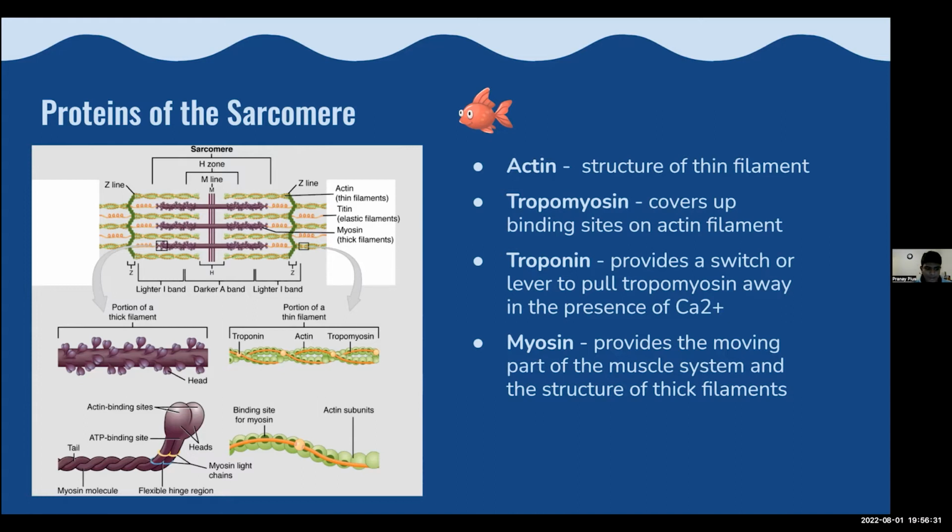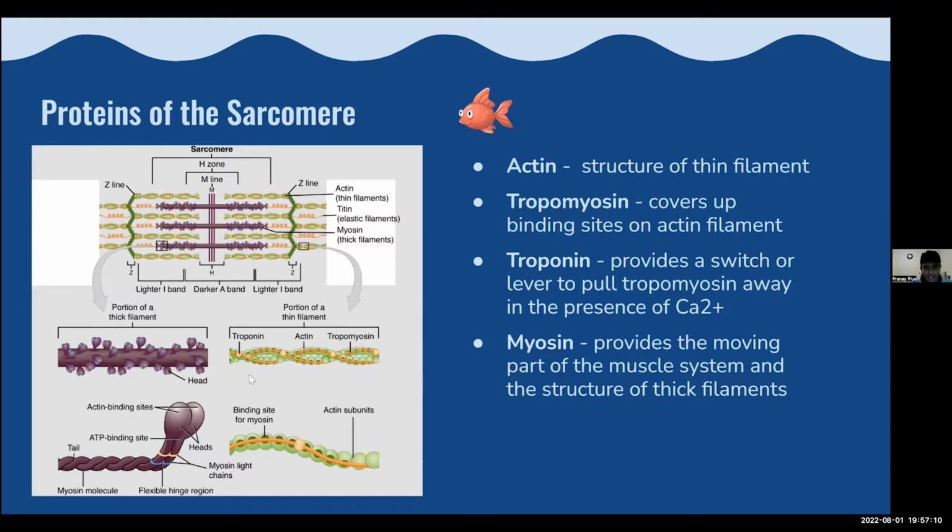Now, how does that actually happen? Tropomyosin covers up binding sites on the actin filament, and troponin is used to remove them. They're used in conjunction to relax or contract our muscle fibers, okay? I'll give you a general description and go into more detail later. In a relaxed state, the tropomyosin is covering up binding sites on the actin filament.